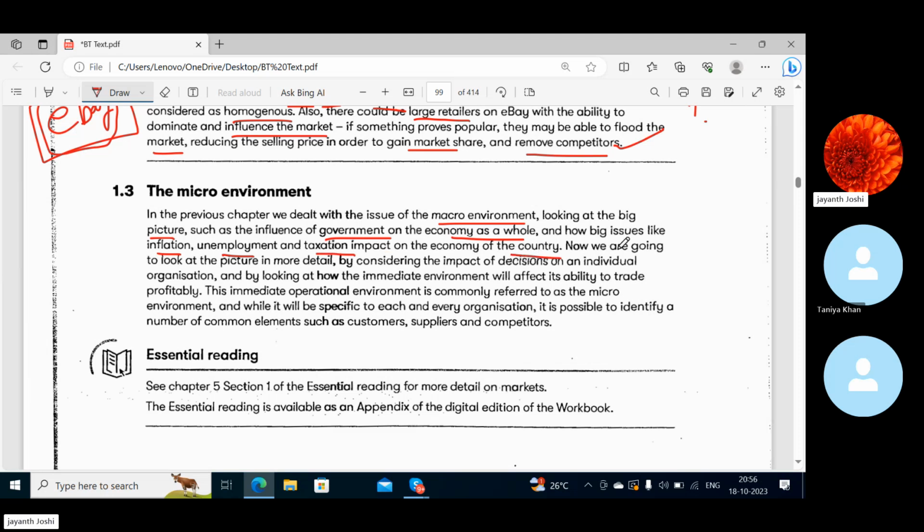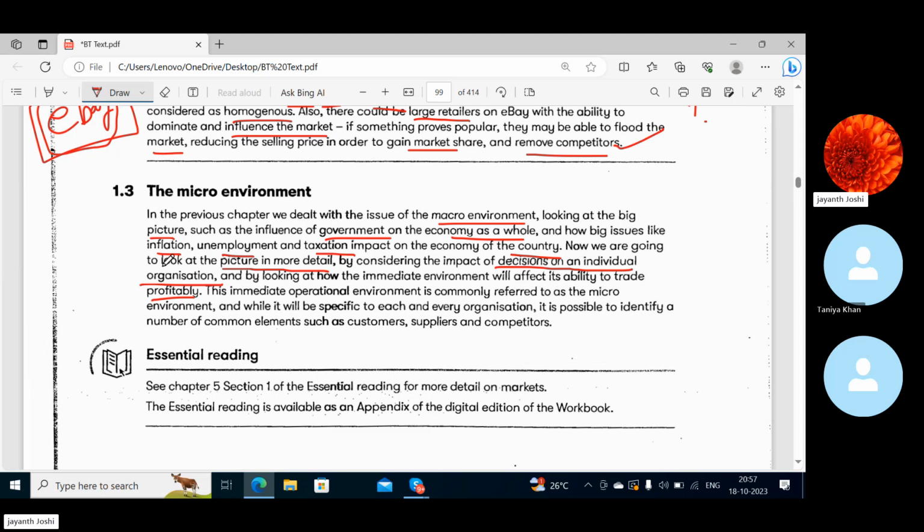Now we are going to look at the picture in more detail by considering the impact of decisions on an individual organization, and by looking at how the immediate environment will affect its ability to trade profitably. So now the subject is not the entire economy, the subject is an individual business, right?